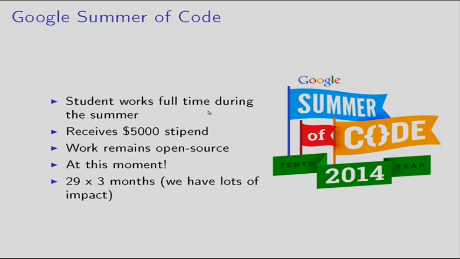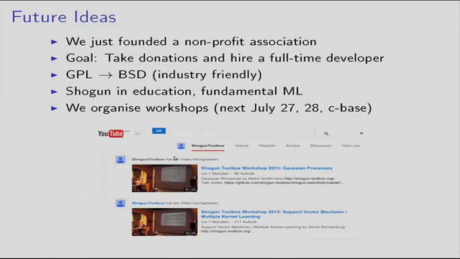So a few future ideas. We just founded a nonprofit association to be able to take donations, as many open source projects do these days. We're currently transferring our license from GPL to BSD, if people know what that means. We're kind of aiming for using Shogun in educational purposes, but also in industry.